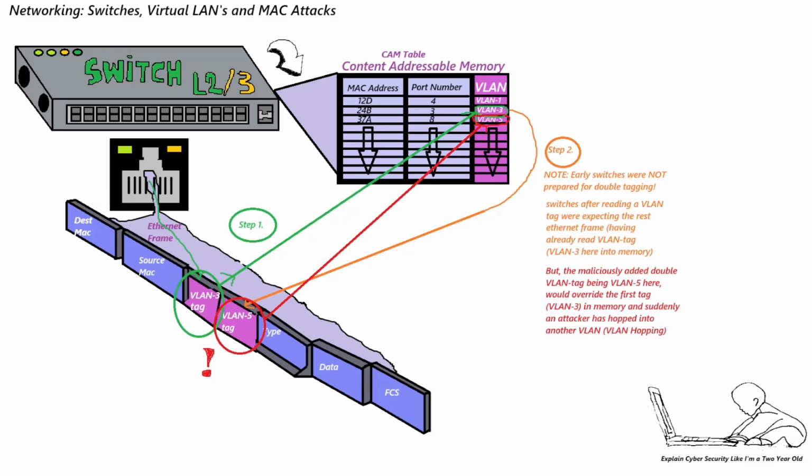So the double VLAN tagging, aka extra tag, would mean that an attacker could hop from one VLAN to another because old school switches, after reading the first VLAN encapsulation tag, would not expect the next frame to be another VLAN encapsulation tag, so essentially have no security, therefore allowing the VLAN hopping to occur. In this example, first going to VLAN 3, but then hopping onto VLAN 5.